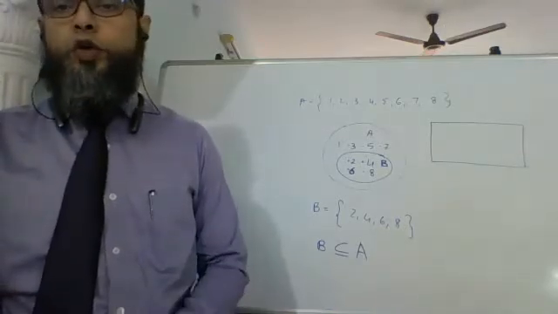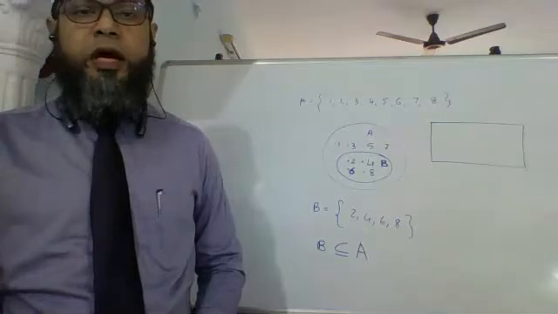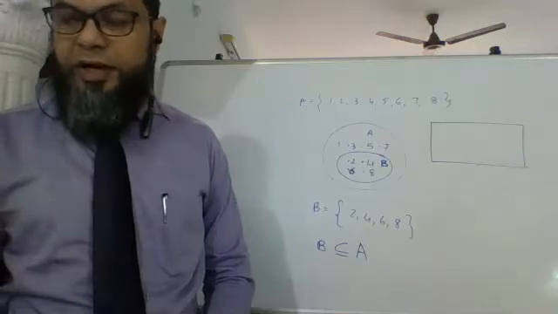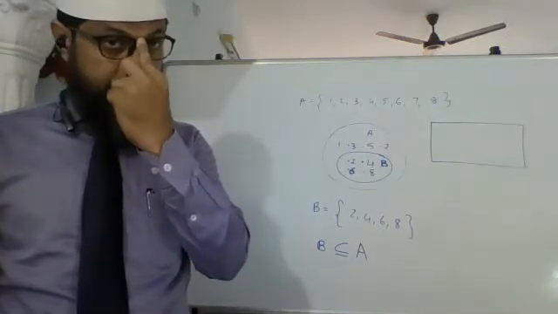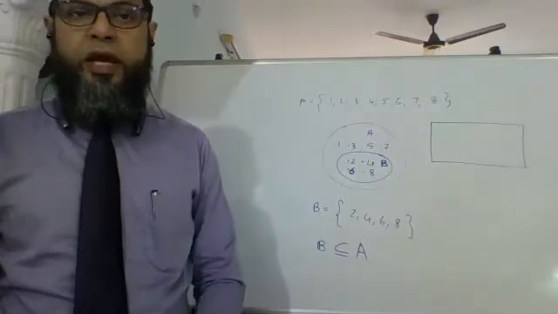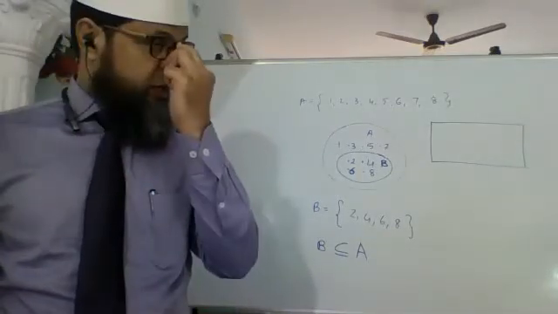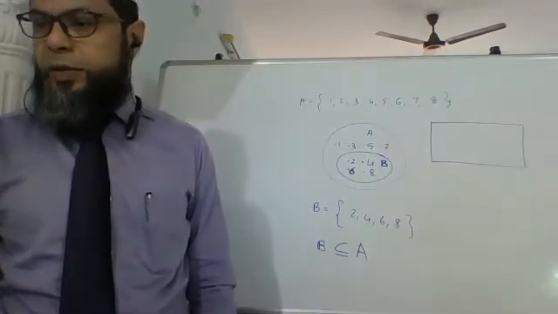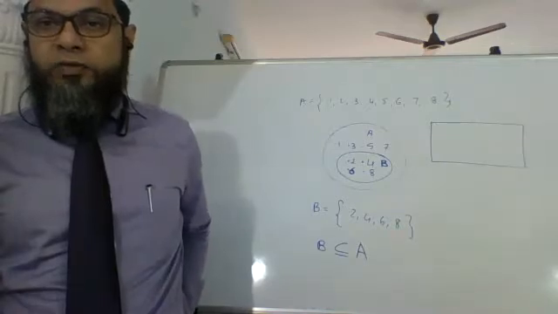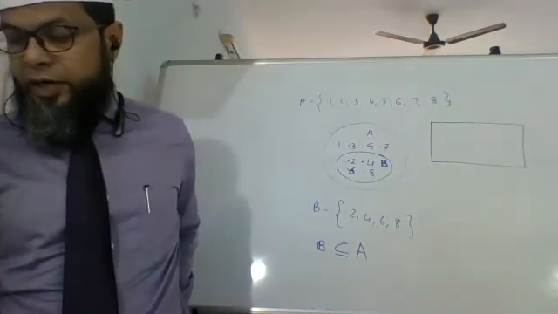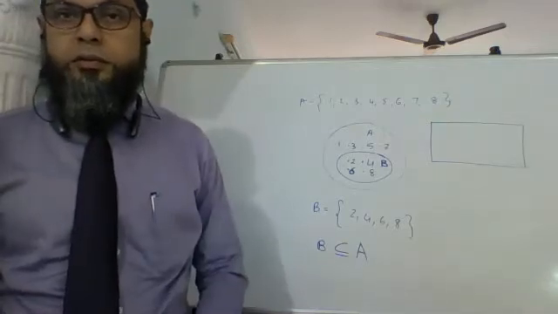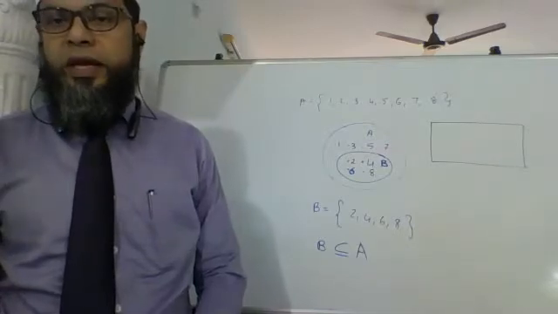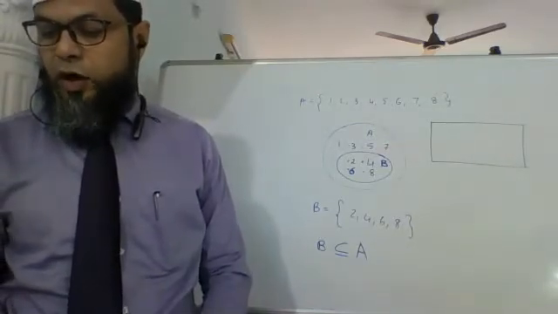If A and B are two given sets, and every element of set B is also an element of set A, then B is a subset of A.